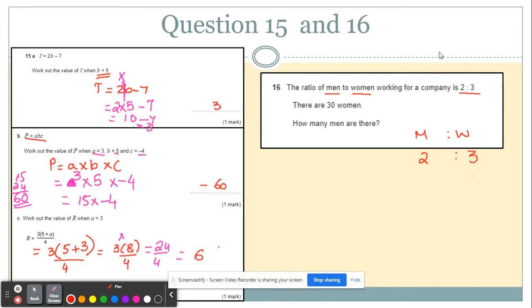How many women are there? 30. So what do you have to do to go from 3 to 30? It is always multiplication or division. Never think that we can add this or subtract this. Always multiplication and division. 3 to 30 is times it by 10. So you will do the exact same thing to this side. 2 times 10 will give you the answer, which is 20. So your answer is equal to 20.